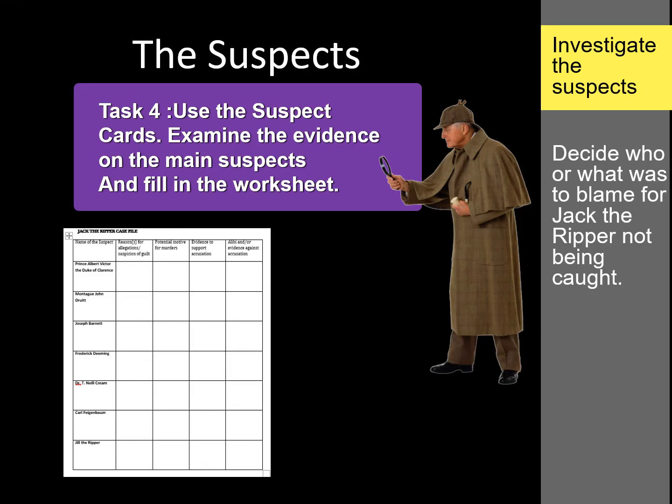So we've gone through each of the suspects. You've got the suspect card information that we just went through as well. Stop the video at 45 minutes and 30 seconds. Complete task 4's worksheet, glue it in, and then come back for the next task.